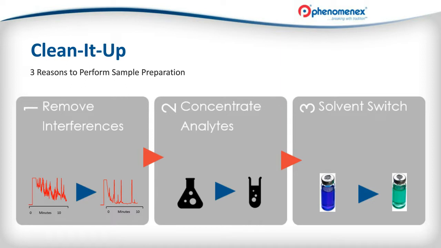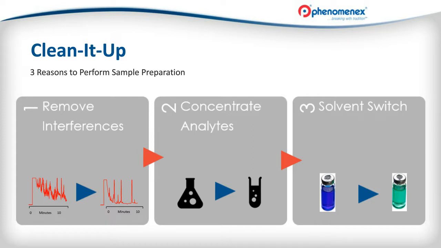And then finally, solvent switching, usually performed as a function of doing sample prep in general, starting off sometimes with an aqueous-based sample and ending in an organic solvent, maybe volatile and amenable for GC, or potentially some type of organic solvent that is more amenable for reverse phase chromatography. So these are, in general, the three reasons why you would perform sample prep.